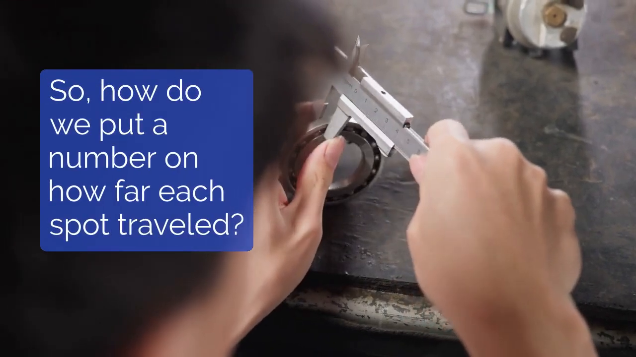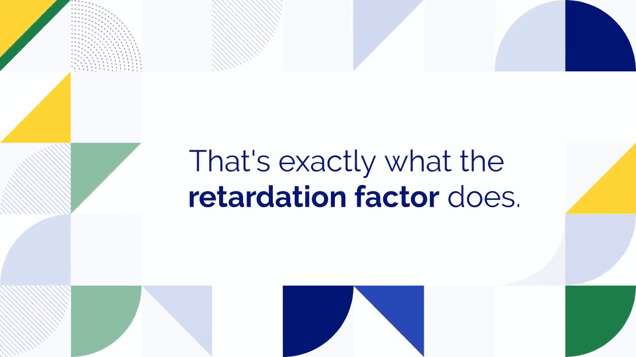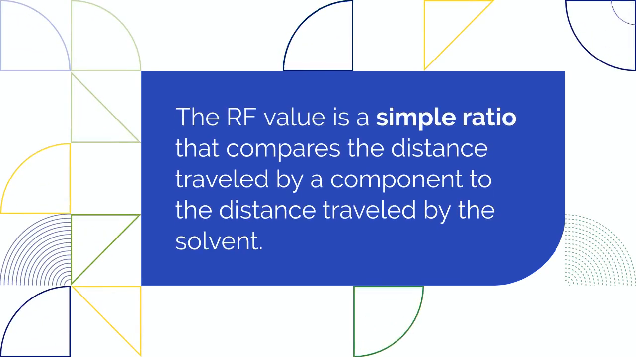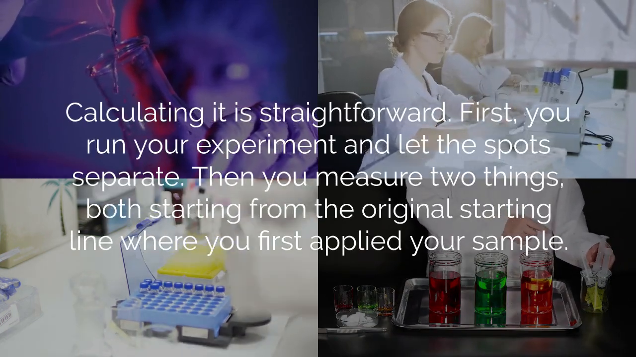So, how do we put a number on how far each spot traveled? That's exactly what the retardation factor does. The RF value is a simple ratio that compares the distance traveled by a component to the distance traveled by the solvent. Calculating it is straightforward.